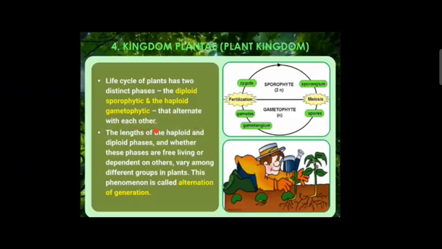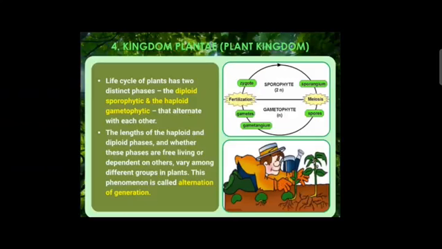That they alternate with each other means first it will undergo the sporophytic phase, then it will undergo the gametophytic phase. It will undergo the sporophytic phase, then the gametophytic phase. So they alternate with each other. Clear? So that is called the alternation of generation.